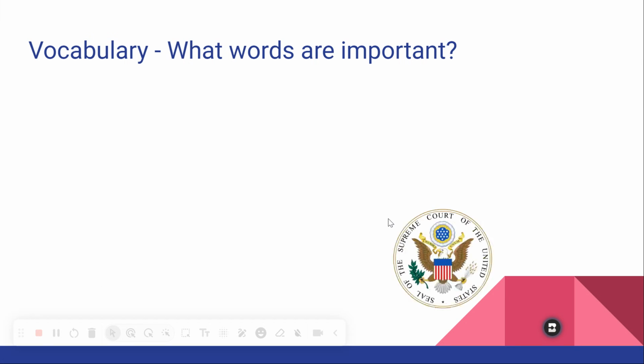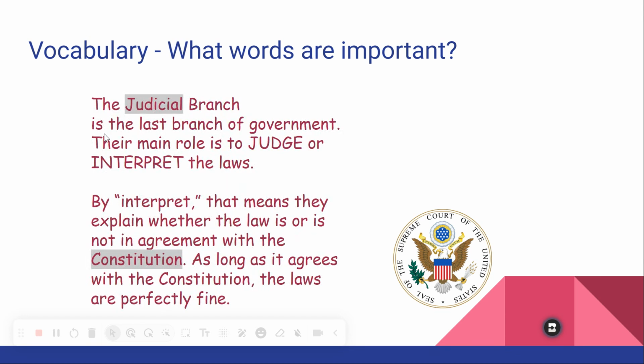The last branch is the judicial branch, or the Supreme Court. It is their job to judge. Look at the word, judicial, judge. Their main role is to judge or interpret the law. And by interpret, what that means is they have to make sure that it agrees with the Constitution. As long as the Constitution basically says that the law can do what it wants, then the law is perfectly fine and it can stay. If not, they have to get rid of it.